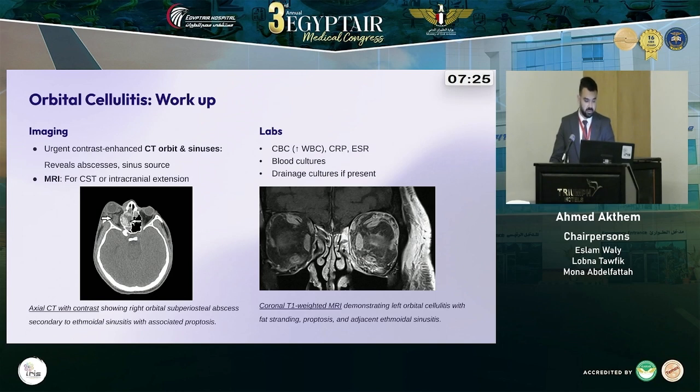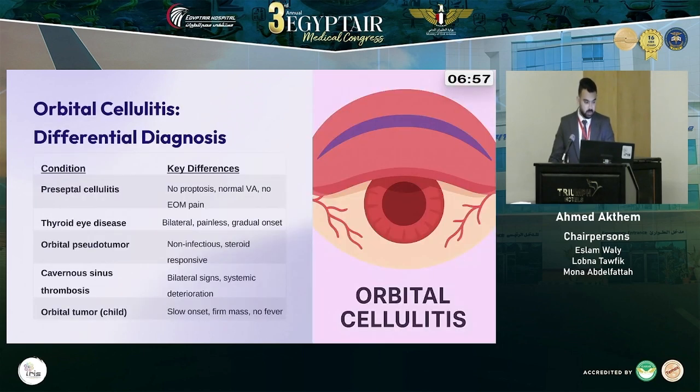As you can see in these two photos, on the left we have an axial CT with contrast showing a right orbital subperiosteal abscess. Please note the arrows, secondary to ethmoidal sinusitis with associated proptosis. The right picture shows a coronal T1 MRI demonstrating left orbital cellulitis with fat stranding, proptosis, and adjacent ethmoidal sinusitis, as you can see. So what is the differential diagnosis?